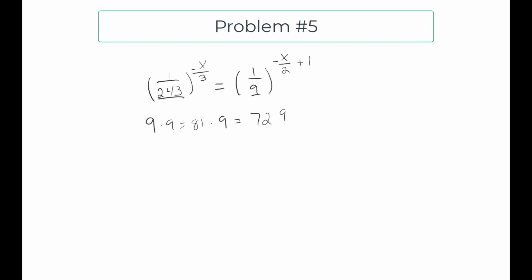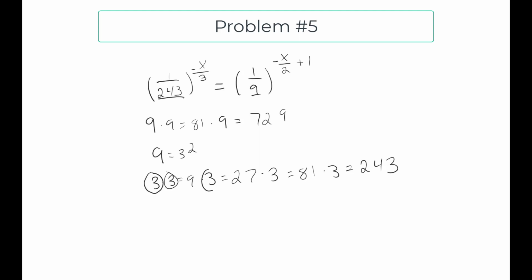However, 9 can be written in base 3 since 9 is equal to 3 squared. So there is this potential that we can write 243 in base 3. Let's find out if we can. 3 times 3 is equal to 9, times 3 is equal to 27, times 3 is equal to 81, and times 3, and look at that, that's equal to 243. So it looks like 243 and 9 are both going to change to base 3. 243 used 1, 2, 3, 4, 5 3s to get there. So we know that 243 will be represented by 3 to the 5th power.